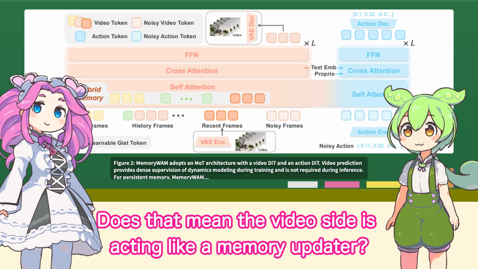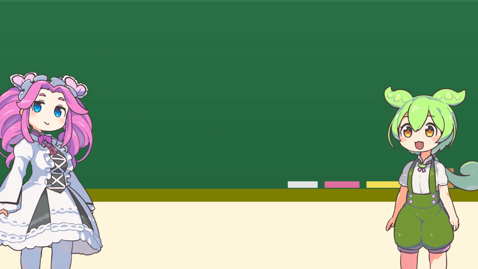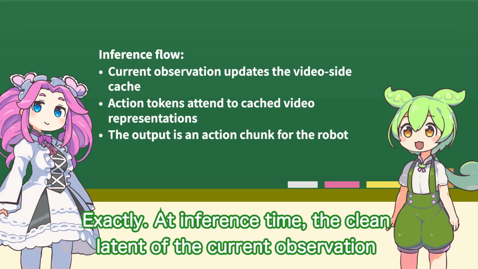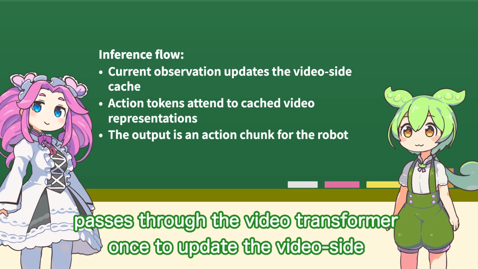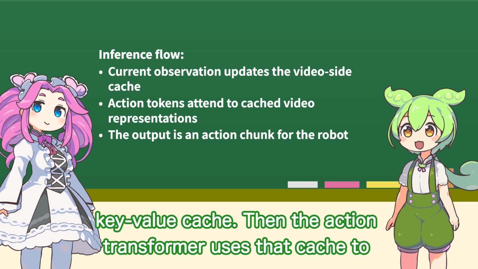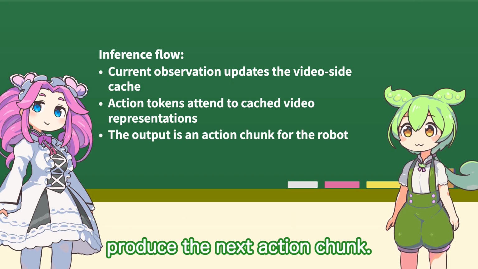Does that mean the video side is acting like a memory updater? Exactly. At inference time, the clean latent of the current observation passes through the video transformer to update the video side key value cache. Then the action transformer uses that cache to produce the next action chunk.